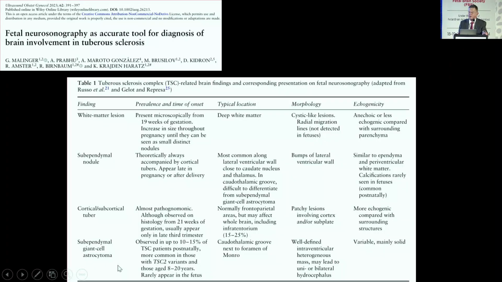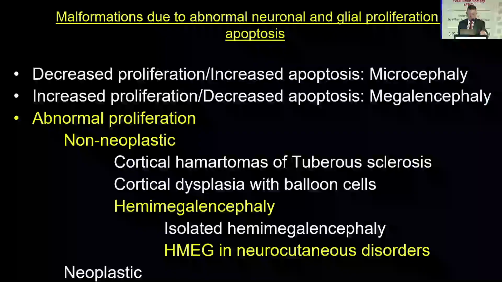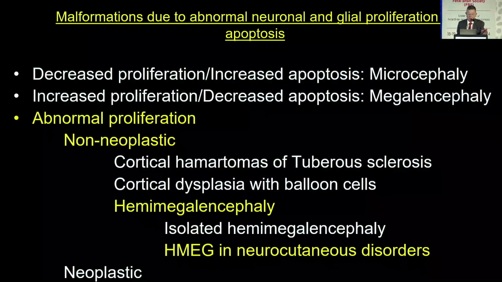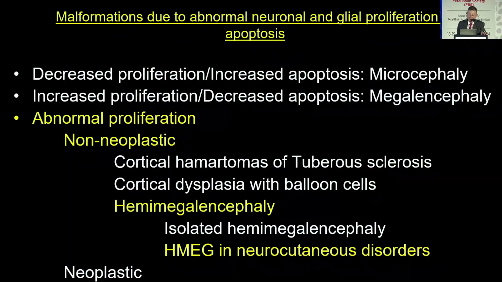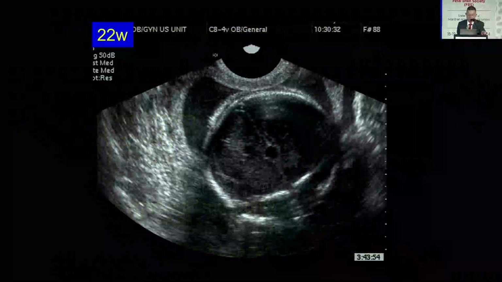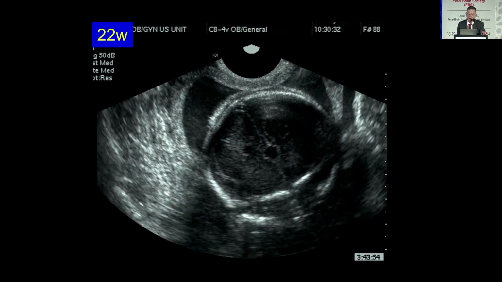There is a case by Dario where he showed a periventricular tumor. They are solid, and they are not always present because usually they appear later on in life. Now we move to hemimegalencephaly, in the cases of hemimegalencephaly in neurocutaneous disorders. This is again extremely old.